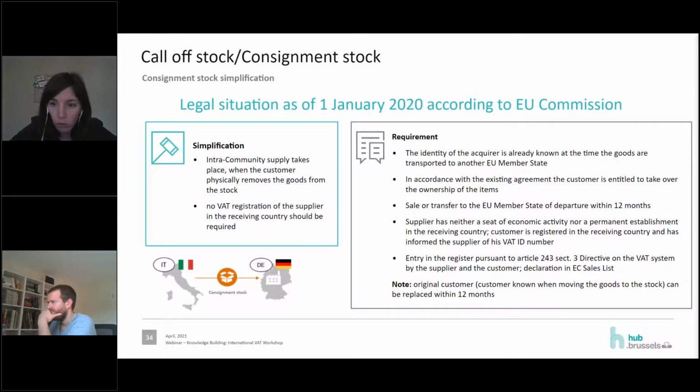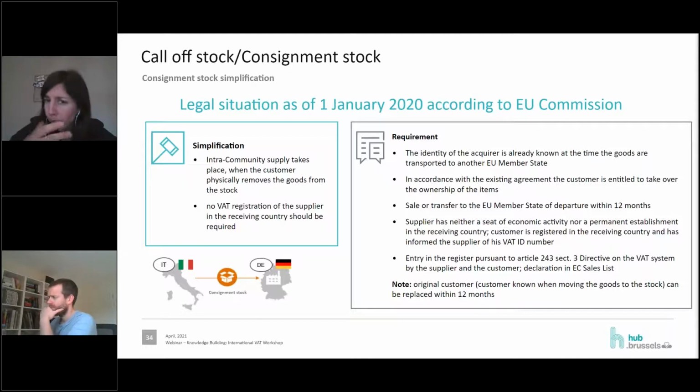The company already knows the identity, the VAT identification number of this acquirer at the time of the transport. And this acquirer will have the right to take goods out of the stock at its own discretion, at which time the property in the goods is transferred. So basically, normally, it entails a transfer of own goods. Let's take the example of an Italian company: a transfer to Germany, meaning a deemed intra-community acquisition in Germany, and then a local supply of goods to the final acquirer.